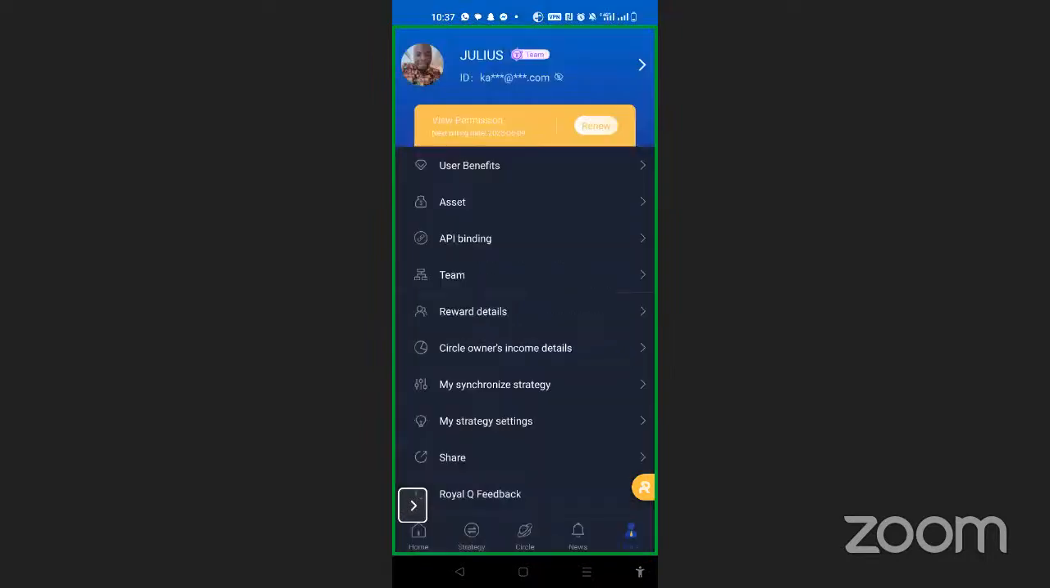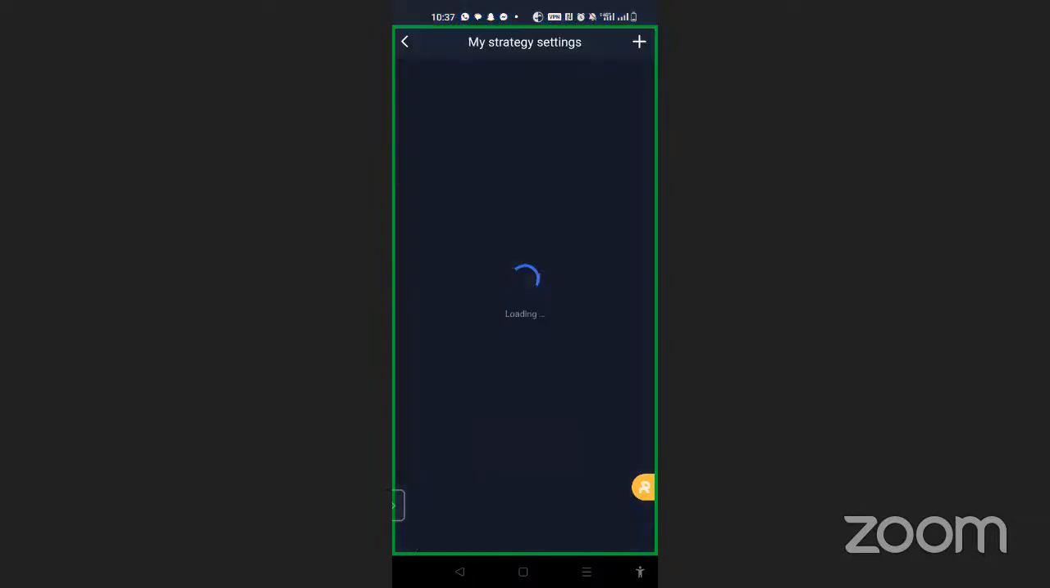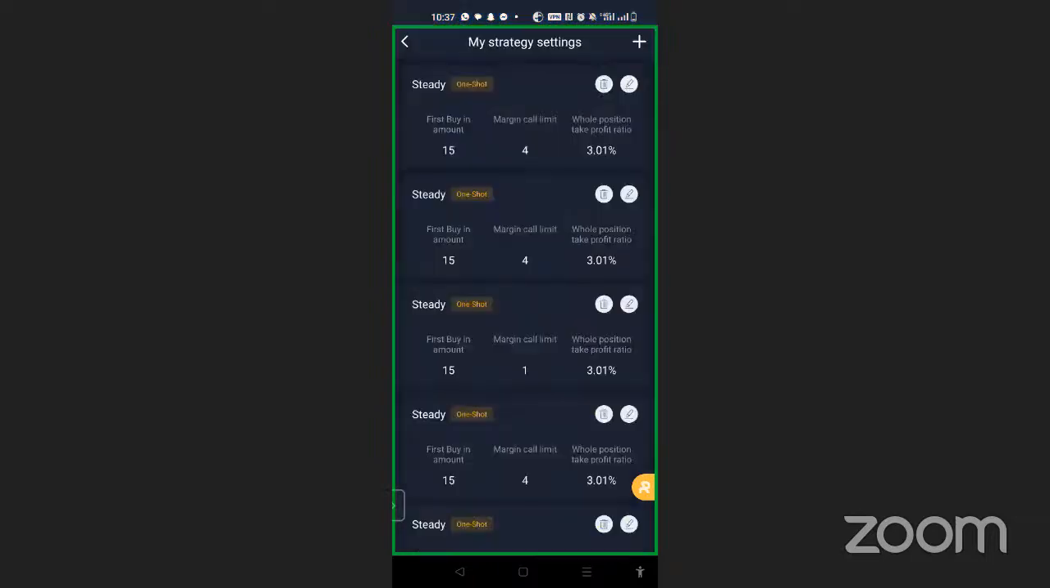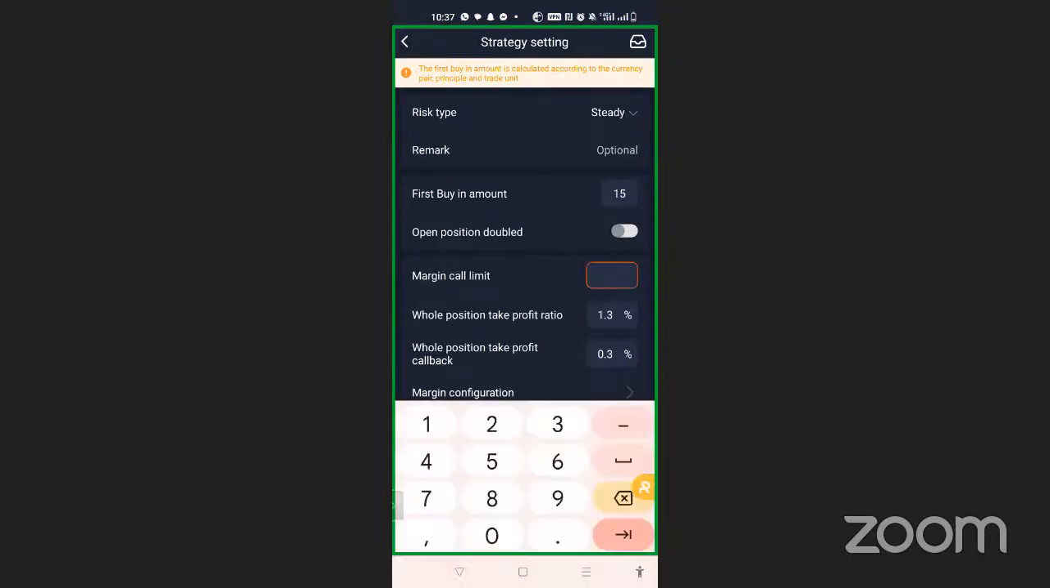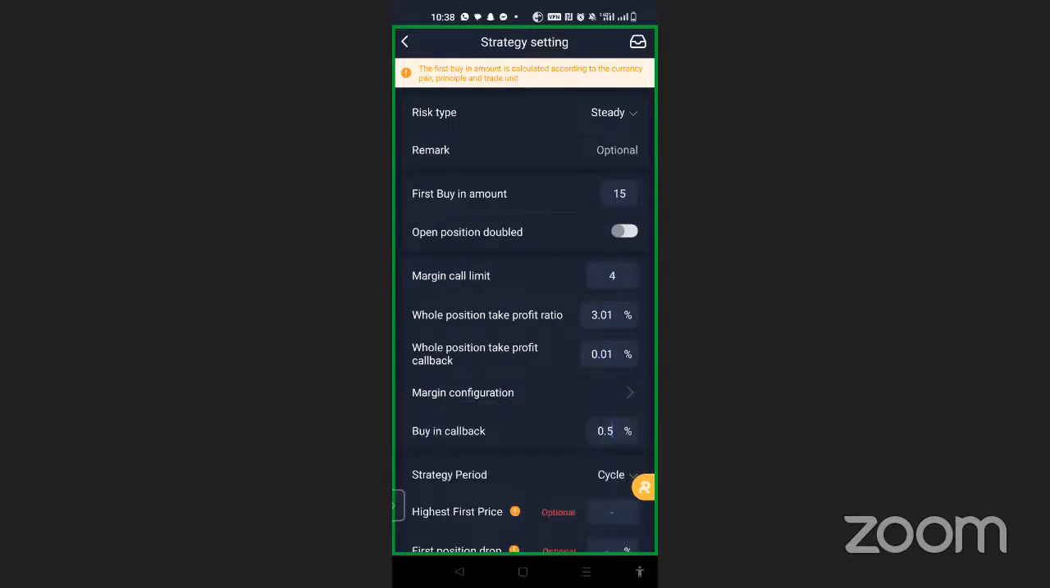You come to my strategy setting. Add it now or create a strategy. On every signal sent, the margin calls are for the take profit. You can set maybe 3.01 as the take profit, or 0.01 as your callback. We have discussed this before. We keep this at 0.3 and the coin is on a cycle, on one shot. If your capital is less than $500, I would encourage everybody to raise your capital up to $500.